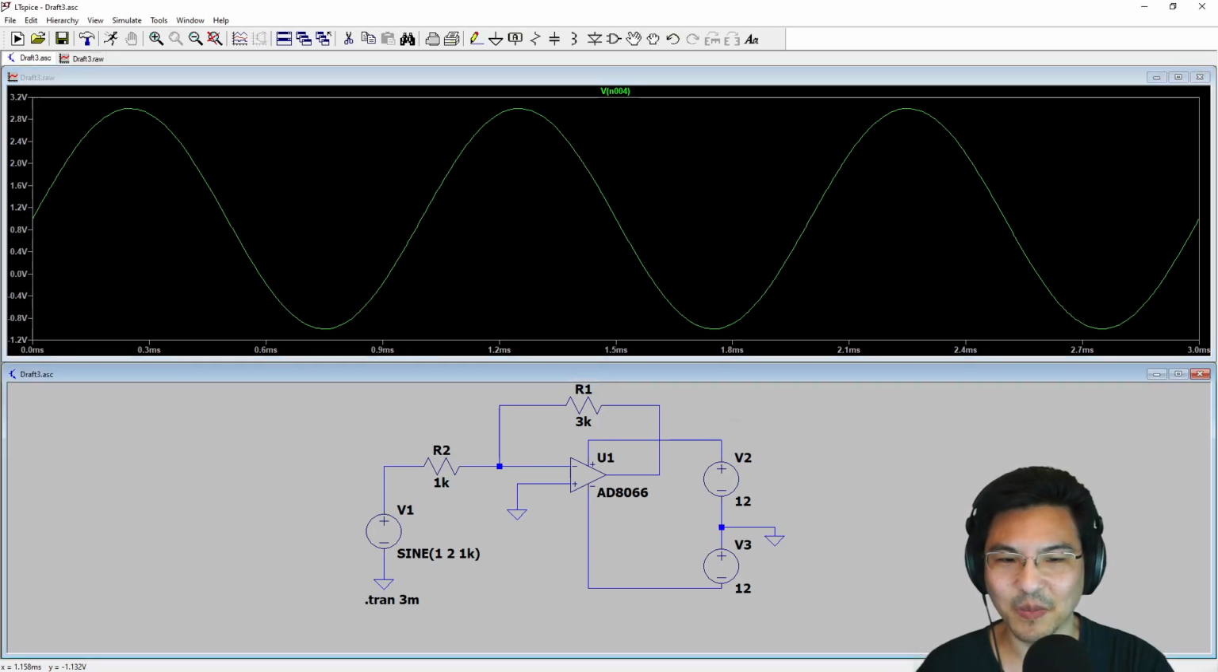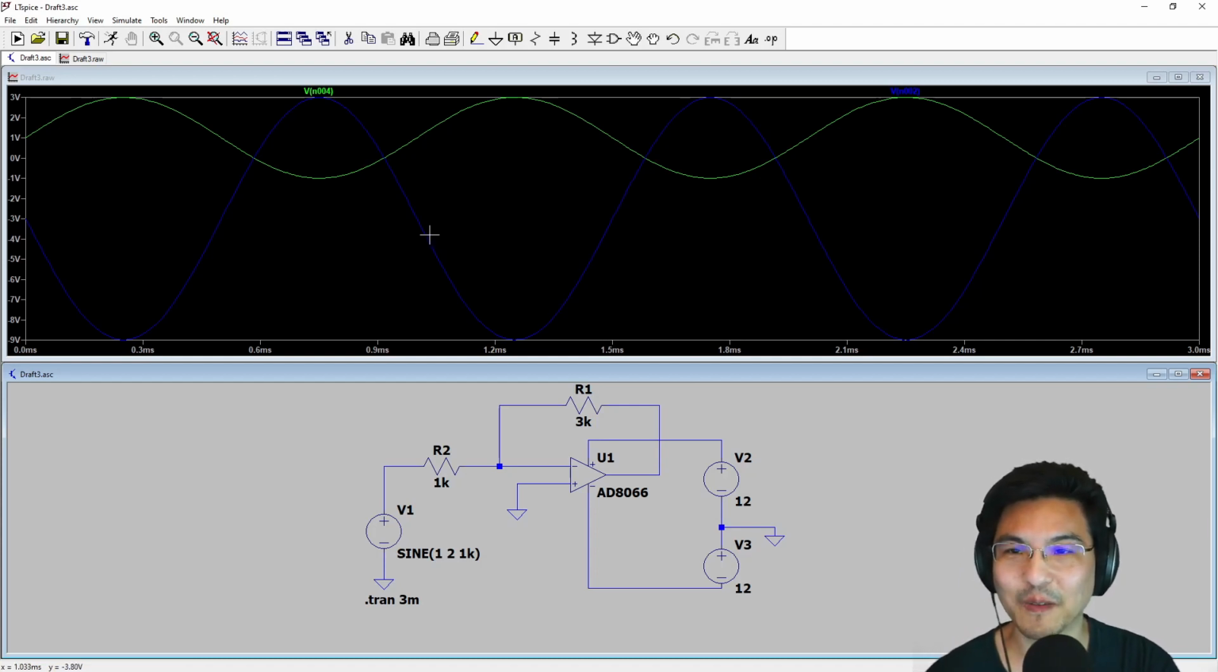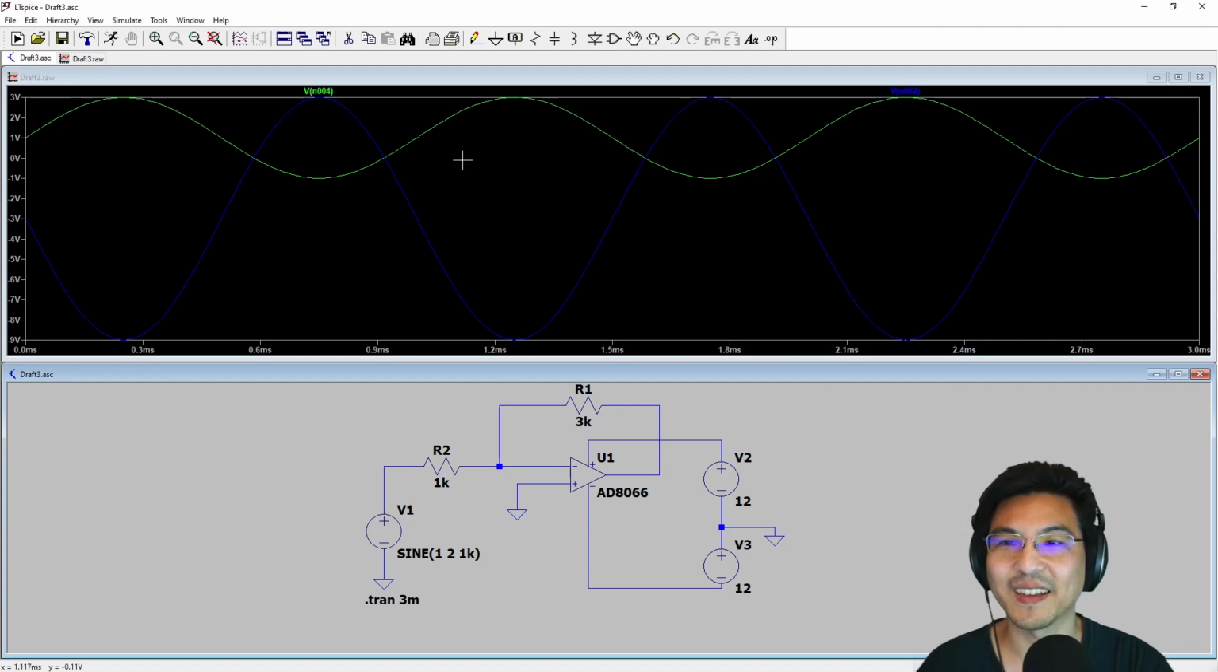I'm going to add another probe to, where is the output? Right here. This is the output right here. There we go. Okay, so kind of as expected, the output, the blue one, is inverted from the input, and there's some amount of gain, right?